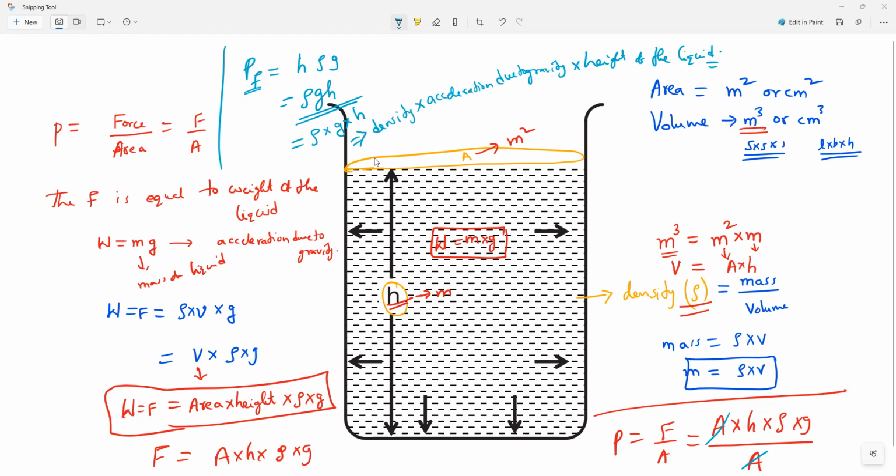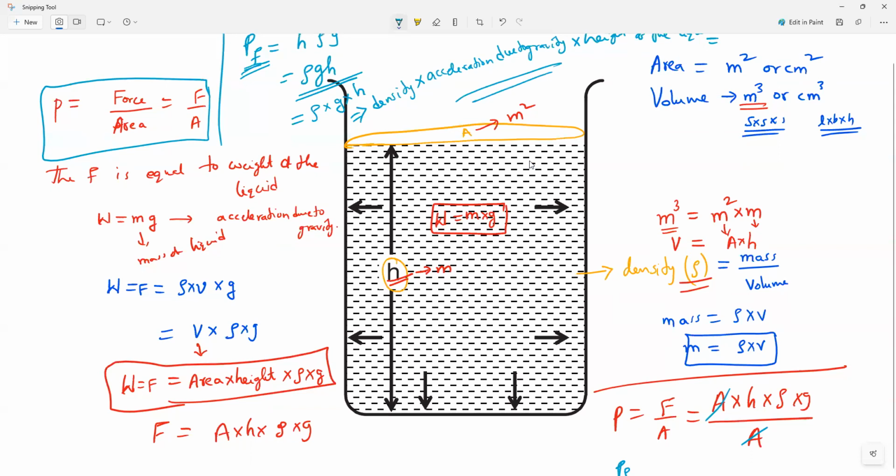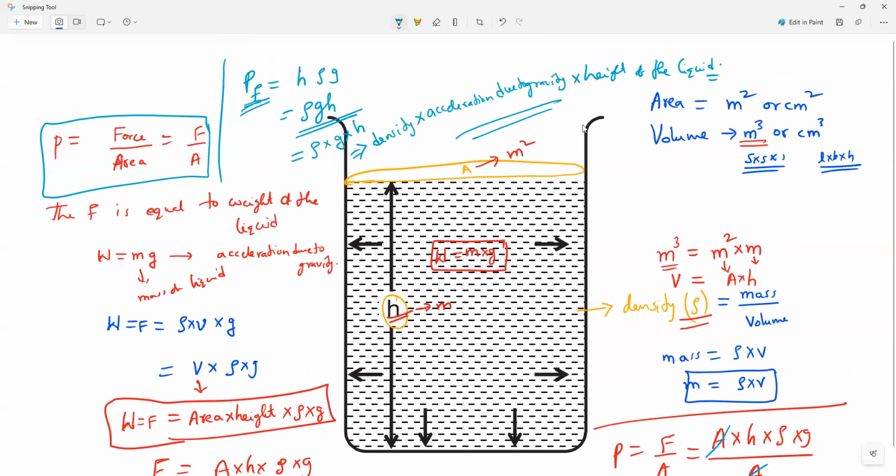So solid pressure means, what is the formula, everybody? Pressure exerted by solids is force by area. Pressure exerted by fluids is rho g h. What do you mean by rho? Density. And what do you mean by g? Acceleration due to gravity. What do you mean by h? Height of the liquid, height of the column, liquid column. Please remember. Any doubt?